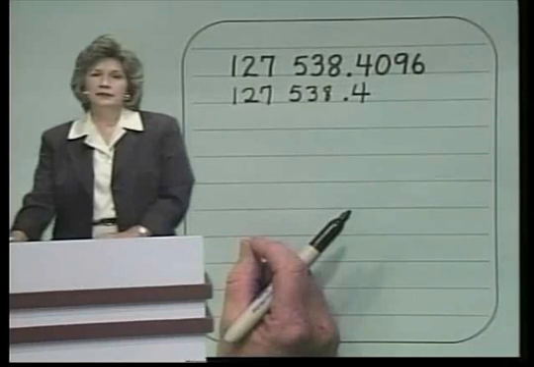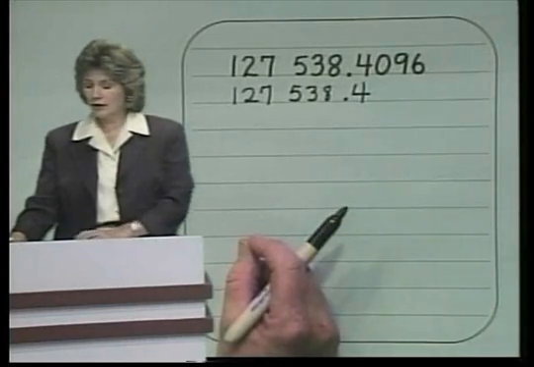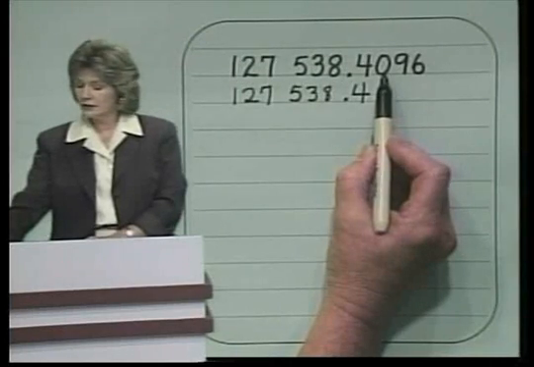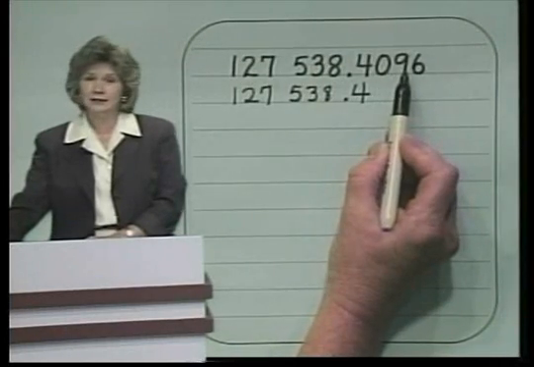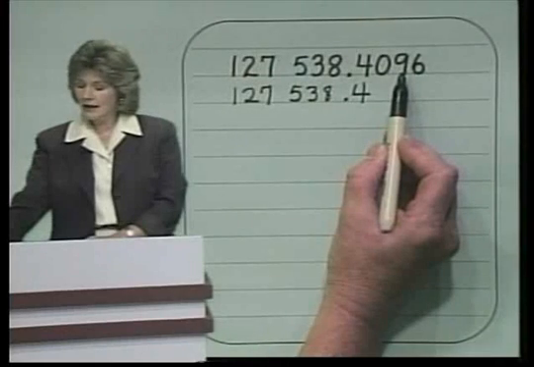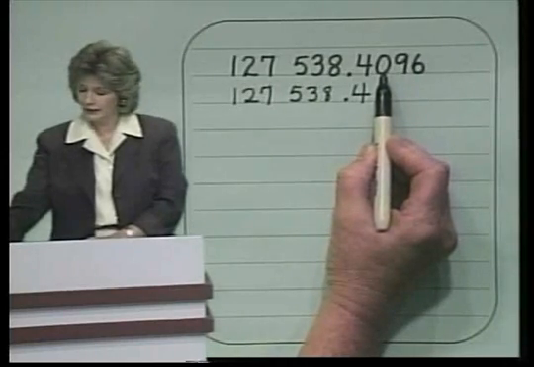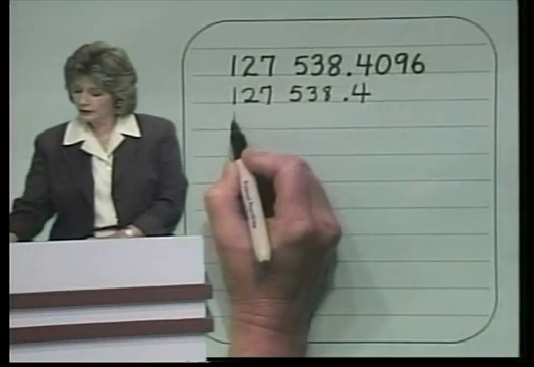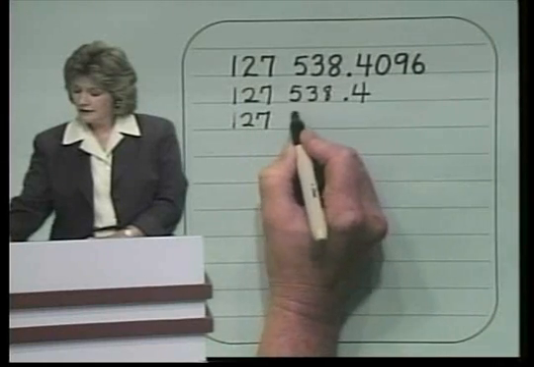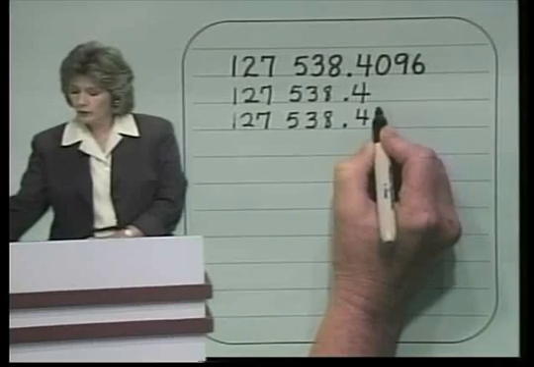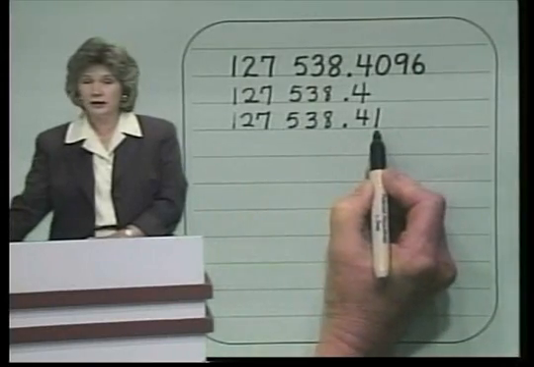Now let's round to the nearest hundredth. Locate the hundredths place, and I see the digit 0 is sitting there. Look to the right of the 0 and I see a 9. Since the 9 is greater than or equal to 5, I'm going to round up. I must add 1 to the hundredths place. That would give me the number 127,538.41. That's rounded to the nearest hundredth.